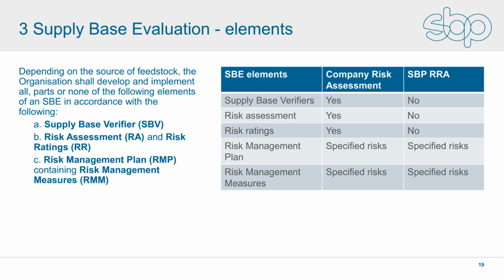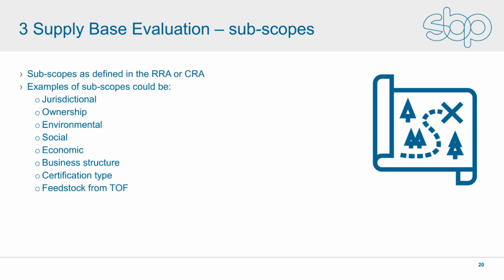When no RRA exists and you are conducting a company risk assessment, you develop all 5 elements yourself: SBVs, the risk assessment, risk ratings, and then a risk management plan with risk management measures for any specified risks you identify. So the principle is simple. Use the RRA where it exists. Build your own SBVs and CRA where it does not. And always manage the specified risks.